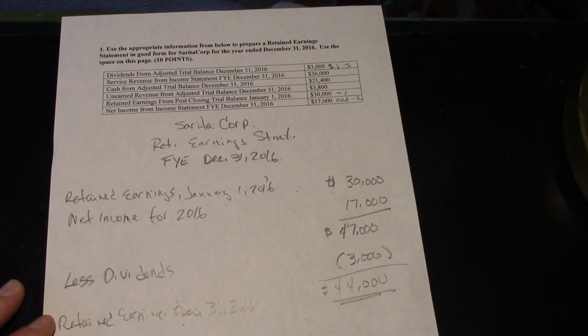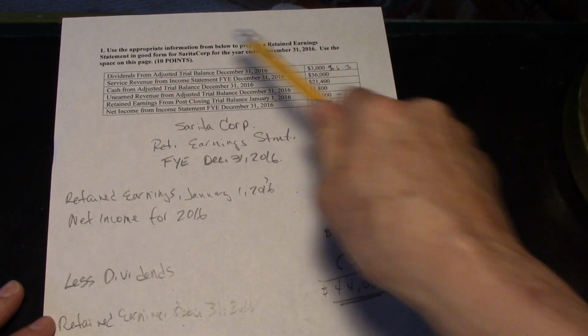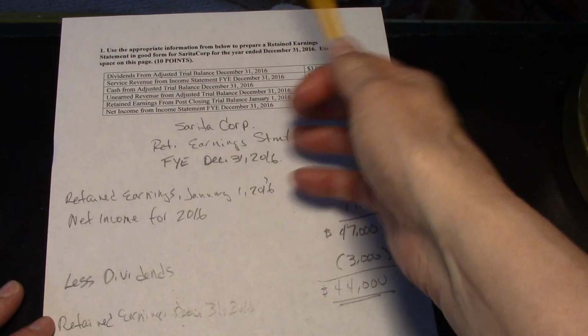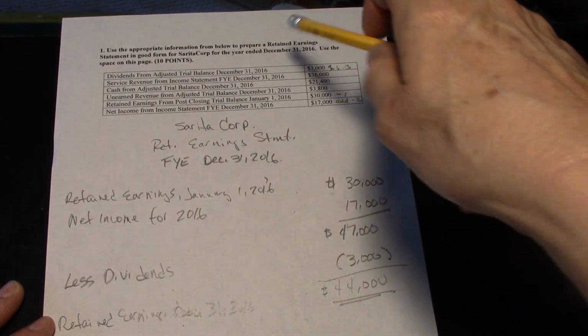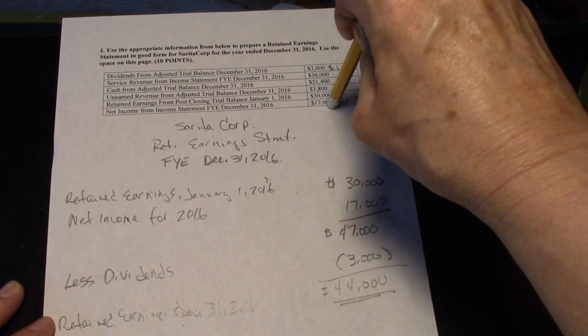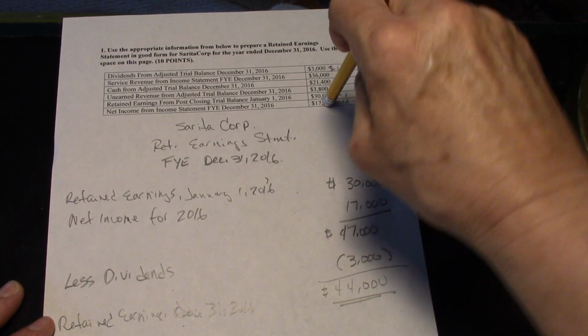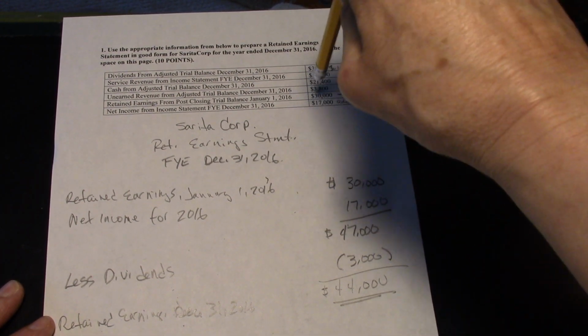They're really quite simple. I'm not going to promise you'll have these same kind of accounts. You might have more and more distractors and things, but somewhere in it will be the beginning retained earnings, the net income, and if there are dividends, dividends.